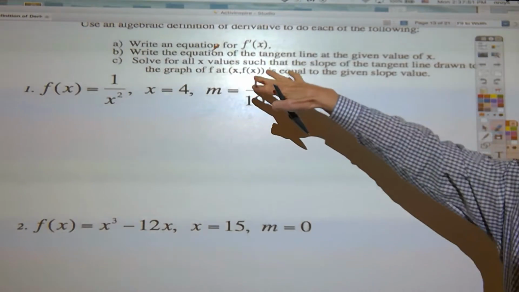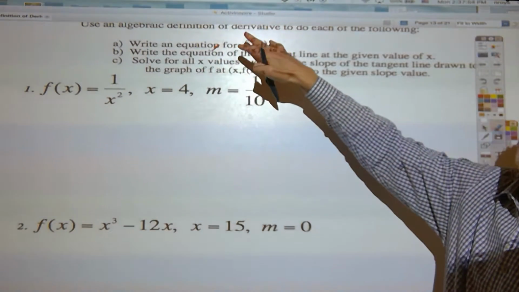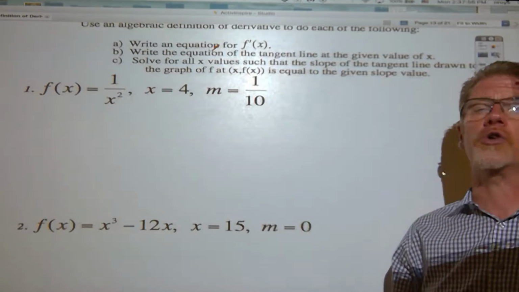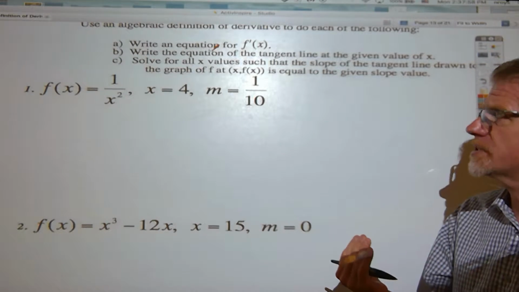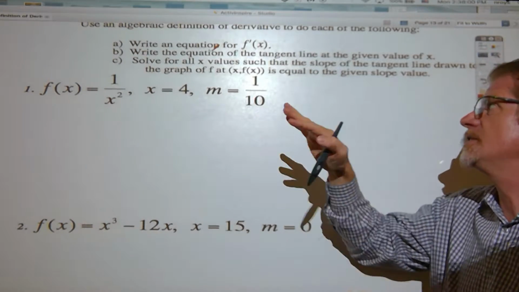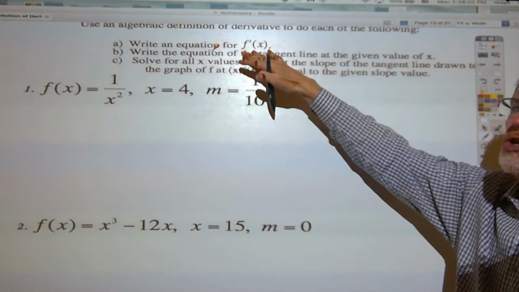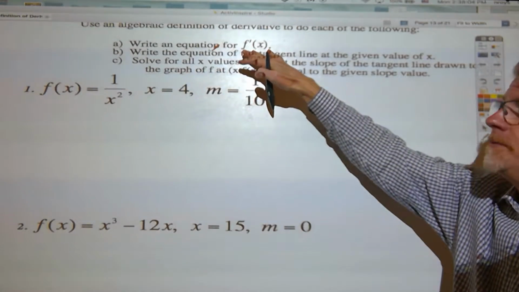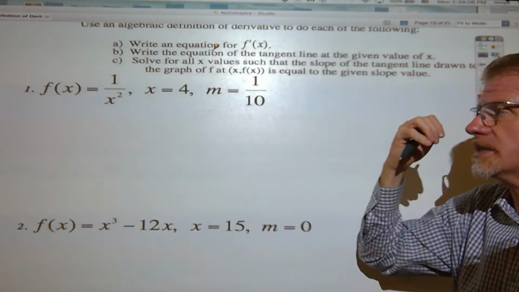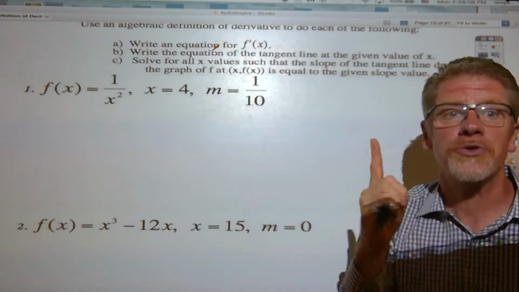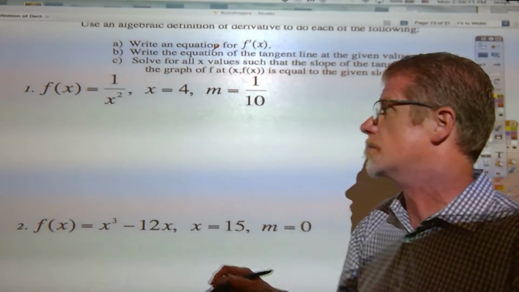The directions read, write an equation for f prime of x. Now at this point in the course, we're not using the shortcuts for taking derivatives. The shortcuts for taking derivatives make this into a no work problem. All you do is write the answer. But we're not at that point in the course yet. That's going to be later this week. Later this week, we're going to take the no work approach.